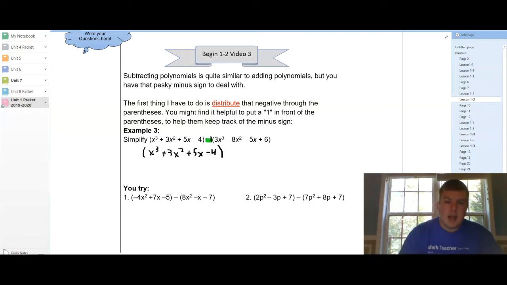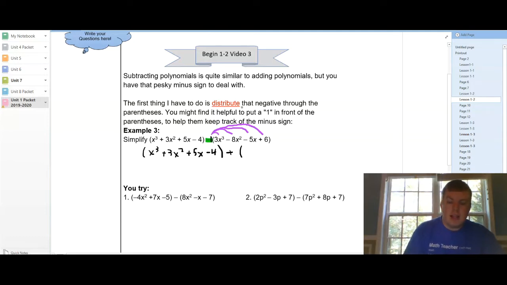In this case, I only want to distribute this negative 1 to each of the terms in that second set of parentheses. I'm going to do a negative 1 times 3x cubed, a negative 1 times a negative 8x squared, a negative 1 times a negative 5x, and a negative 1 times a positive 6. Since we're distributing that negative sign through everything, it's really going to allow us to add the rest of the results of the distribution.